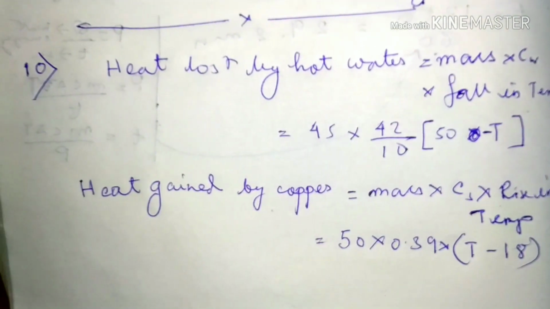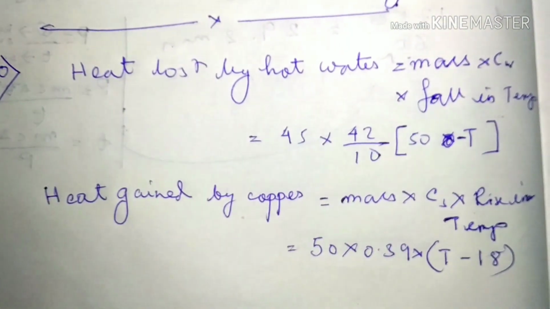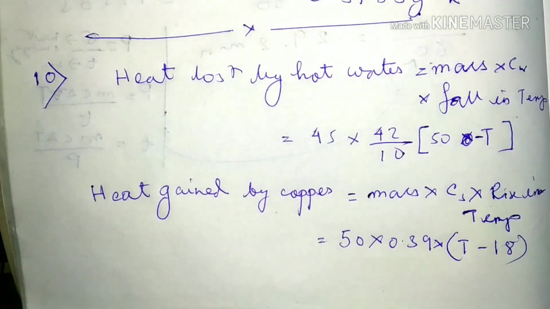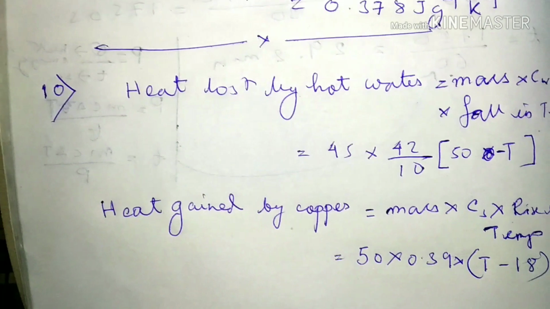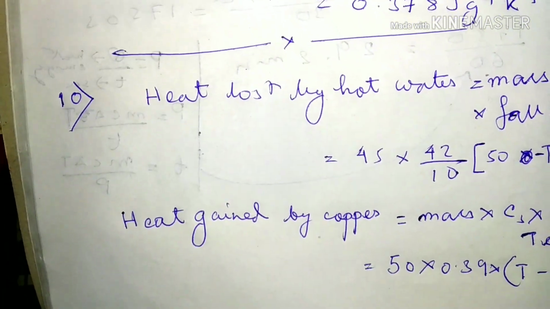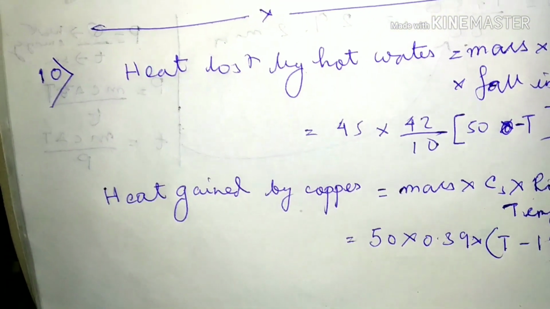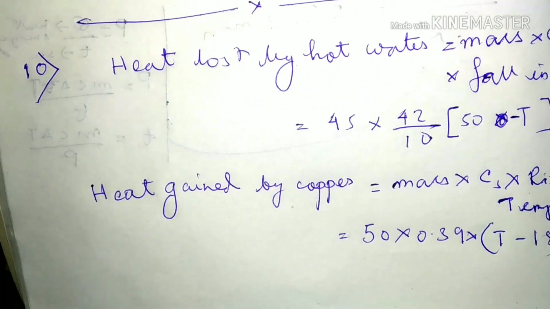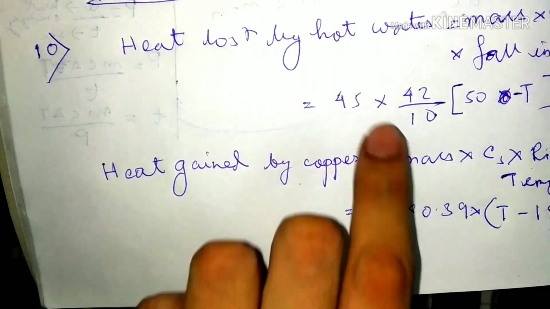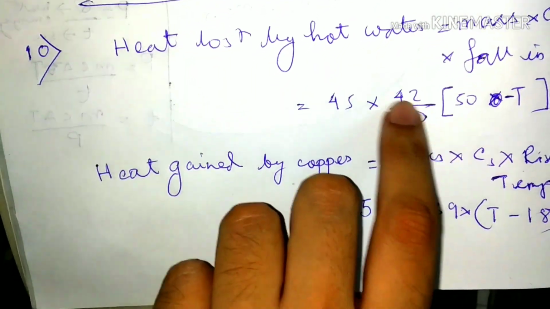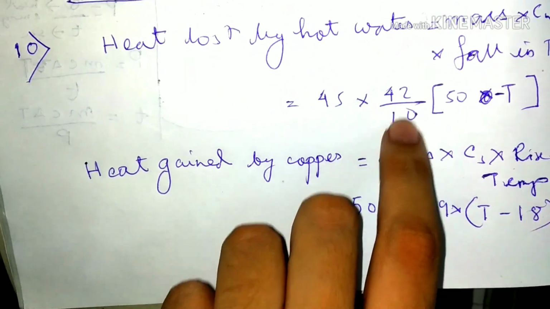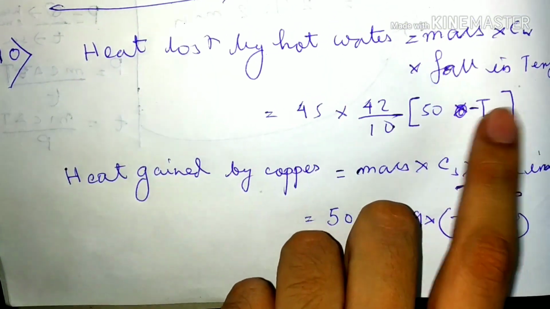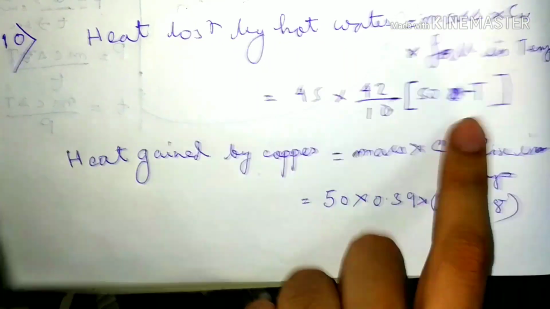So 45 into 42 by 10. I have written 42 by 10 because in the question it is given as 4.2 joule per gram per Kelvin, so I replaced the decimal by dividing by 10. Then bracket 50 minus T, where T is the final temperature.